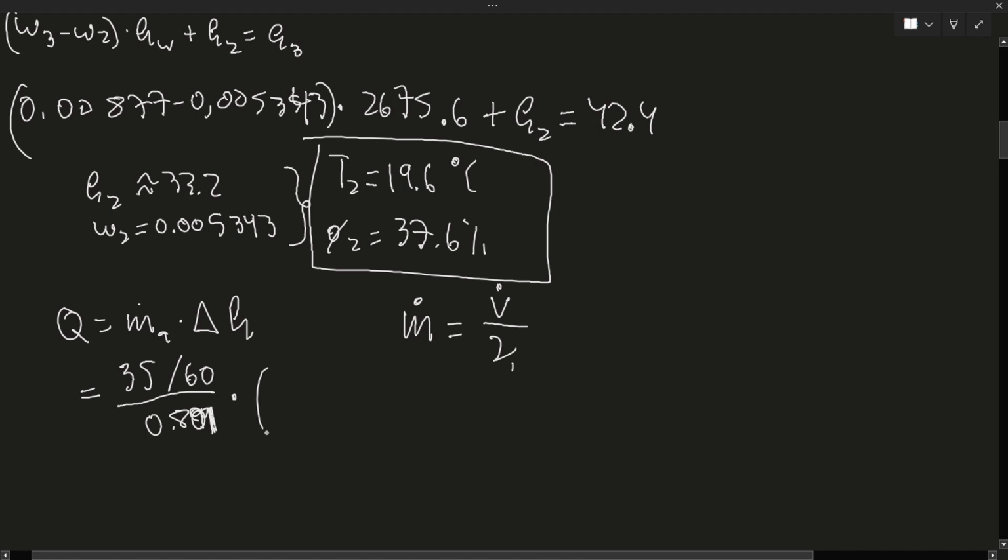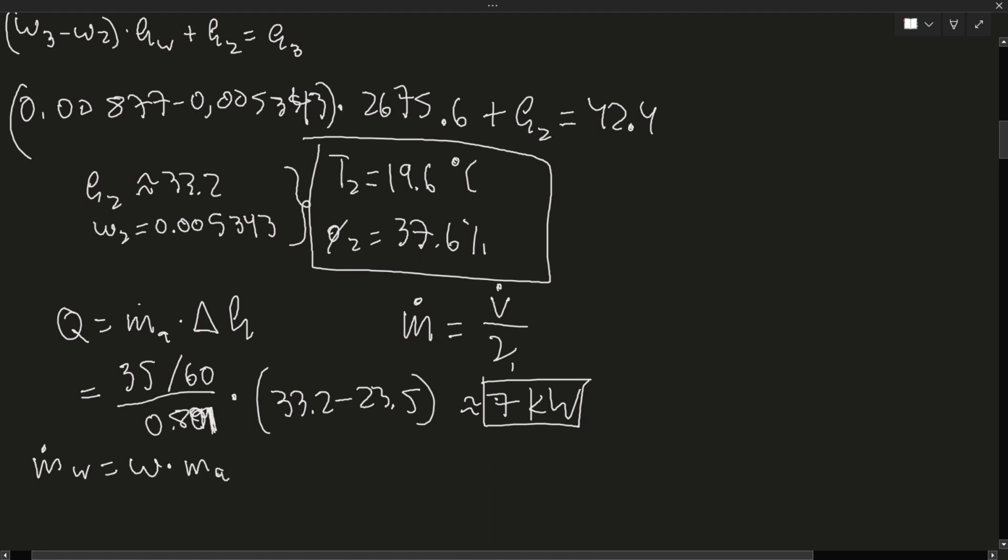This times the difference in enthalpy, 33.2 negative 23.5. We're taking H2 negative H1 because that's where the heating occurs, okay? This is going to give us a value of about 7 kilowatts. So that's our Q. Lastly, to find MW, we already know that it's equal to omega times MA.